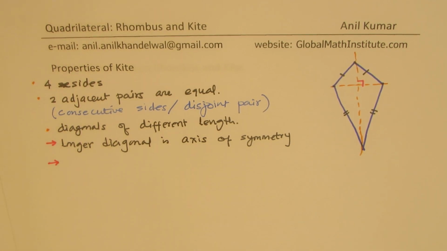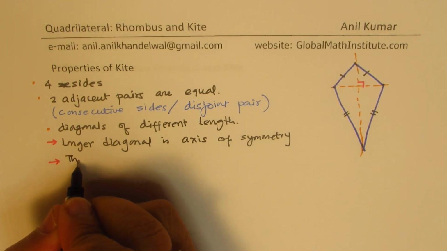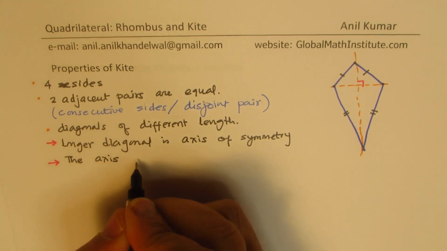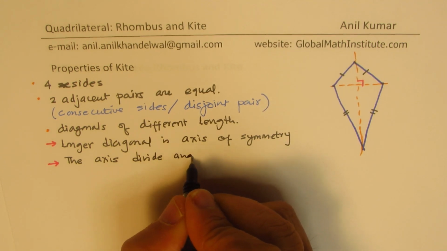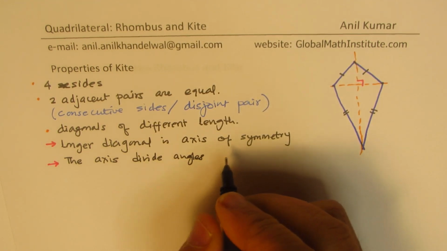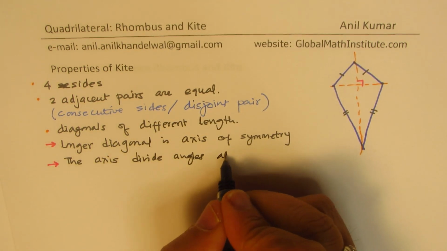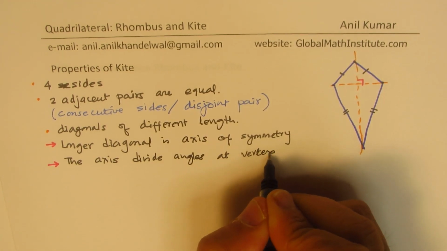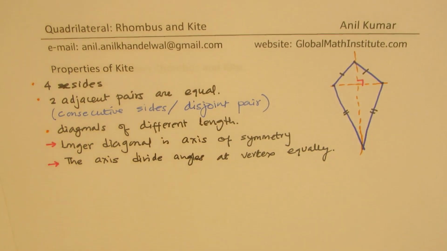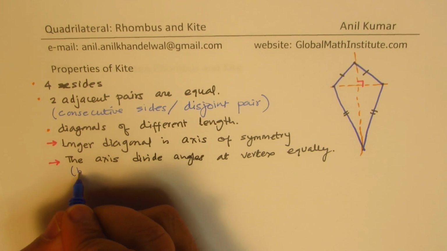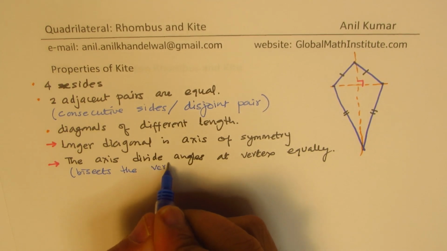And then what you also notice here is that the axis divides angles at the vertex, or bisects, right? So we say the axis divides angles at the vertex equally. So it basically bisects the vertex angles.